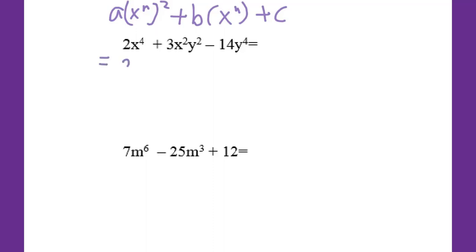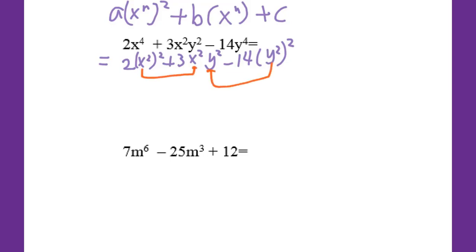I will write down 2x to the fourth, plus 3x squared y squared, minus 14y to the fourth. You check: this is x squared, this is y squared, and I got those two multiplied. So this is the format for a twisted quadratic function, and I can still use the ninja X.